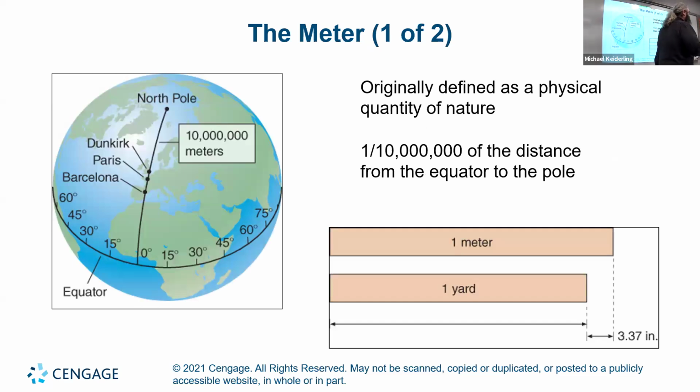So the meter was originally defined as a quantity of nature, 1/10,000,000th of the distance from the equator to the North Pole. The problem with this, when you start to get really accurate, is that distance varies depending on where you measure it. And so it's sort of tricky. There were some assumptions made that the Earth was perfectly spherical and things. It's a little bit longer than a yard.